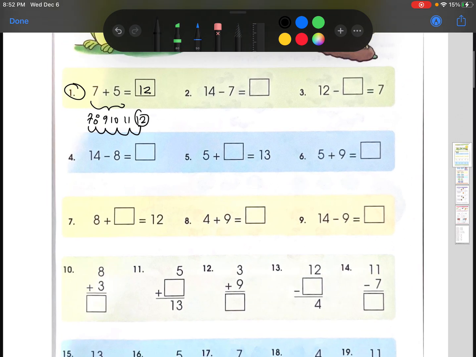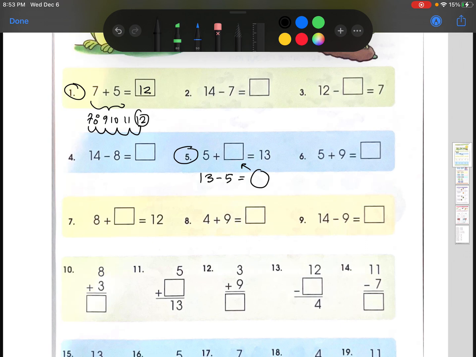Let's do number 5. So for this one, the missing number is in the middle. So 5 plus missing number is equal to 13. And knowing our addition and subtraction rules, we know that in order to solve this, we can just do 13 minus 5. And whatever the answer is going to be the same as the missing number.